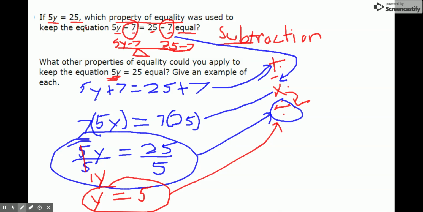But anyways, the purpose of this lesson is just to understand that there's 4 properties of equality, and as long as you do the same thing on both sides of the equal sign or both parts of the equation, it'll stay equal. So whether you add 7 to both sides, subtract 7 from both sides, multiply both sides by 7, or divide both sides by 7, or in this case I did 5, it'll keep everything still equal.